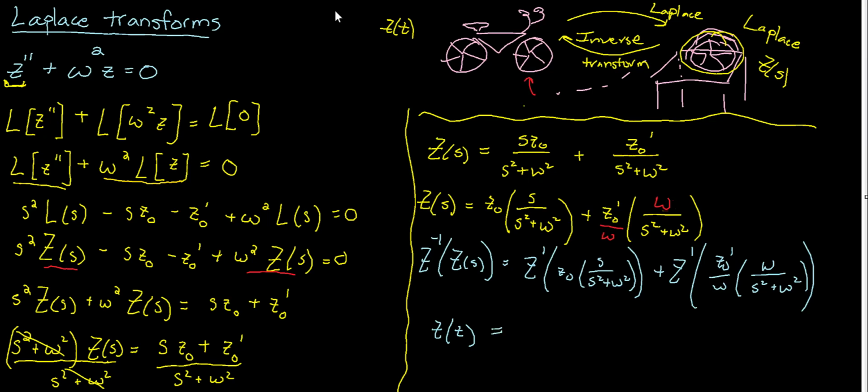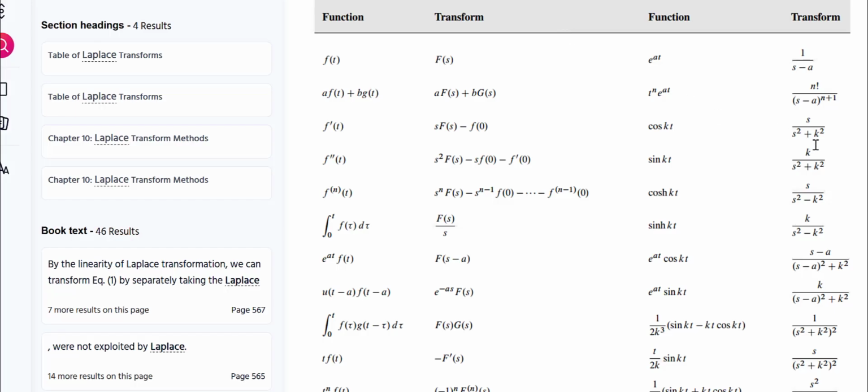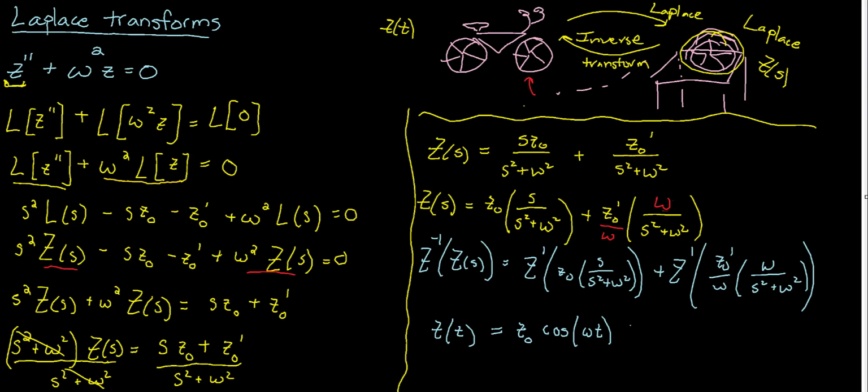And then on the right side, the constant pulls out in front, which is z naught. And the inverse transform of s over s squared plus omega squared is going to be cosine of omega times t. And the other one is a sine of omega t. And I'm done.